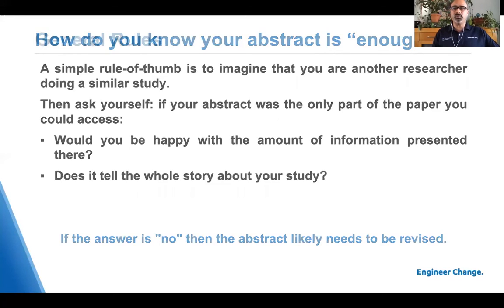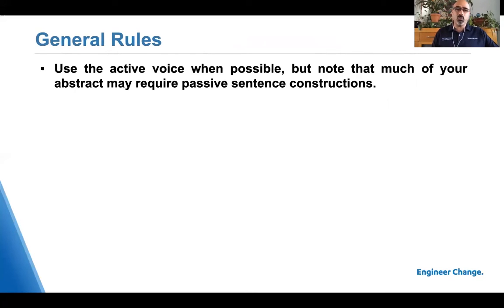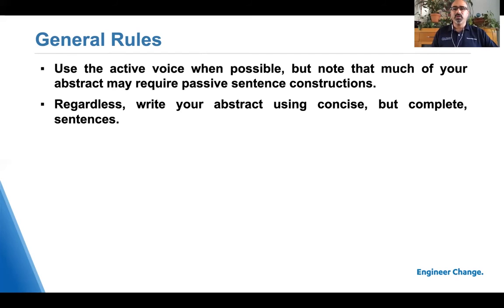Here are my general tips and rules for how to write your own abstract, okay? You should be using an active voice. So you want to write it from that active voice perspective. And you may have some passive sentences in your paragraph, in your 250 words, but try and avoid them if possible.